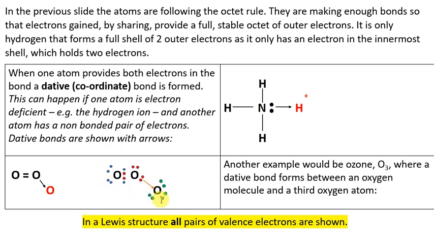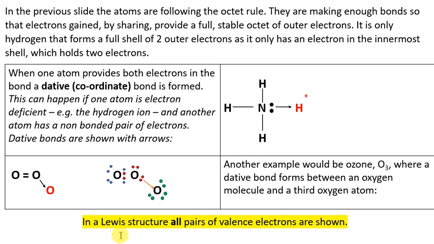Each oxygen atom, all 3 of them, have now got a full, stable outer shell of 8. The one with electrons drawn in blue is making a double bond with the one with electrons drawn in red. The one in red is also using 2 electrons to make a third bond, a dative bond. So, another example is ozone, O3, where a dative bond forms between an oxygen molecule and a third oxygen atom.